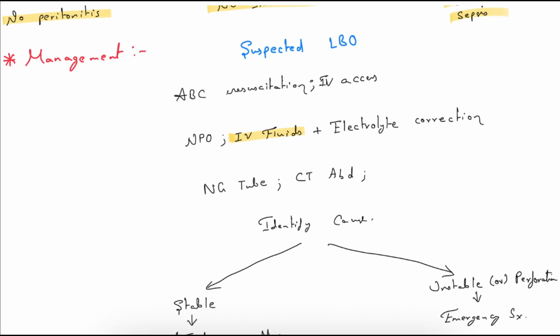After primary assessment we give intravenous access and nil per orifice. Then we correct the electrolytes. So here: nil per orifice, intravenous fluids, electrolyte correction, and we insert a Foley's catheter to monitor urinary output, and a nasogastric tube. If the patient has vomiting or distension, we monitor the vitals. We correct dehydration. Because the patient is always in bed, we do DVT prophylaxis.